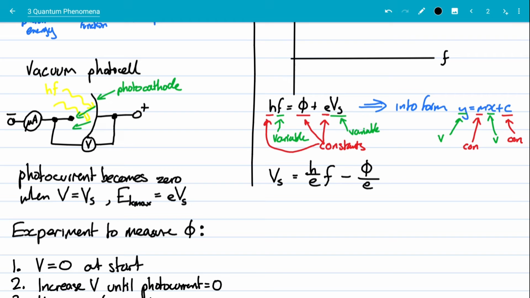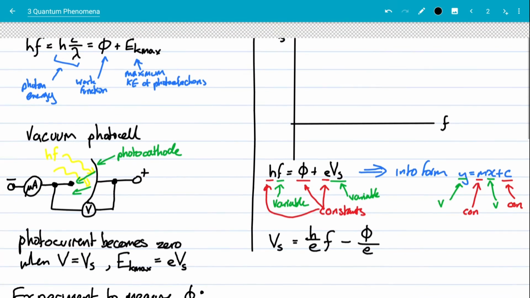And if we know the charge of the electron, then by measuring the y-intercept, we will be able to determine what phi is. That's how that works. And if we measure the gradient and we know what the charge of the electron is, we'll be able to determine what h is equal to. Just like that. So what would our results look like?